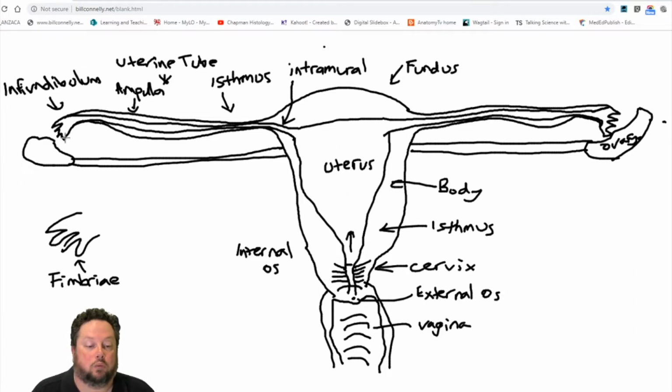So we're going to start off with the uterine tube, and then we'll make our way down looking at the uterus, looking at the cervix, and finishing off with the vagina. And if time permits, we'll have a quick look at the mammary glands as well.